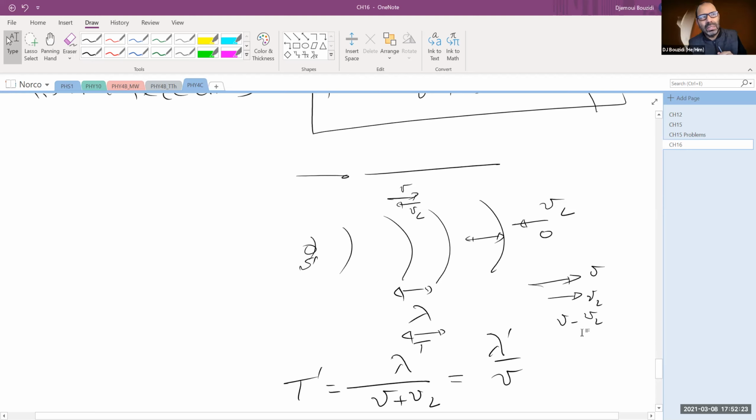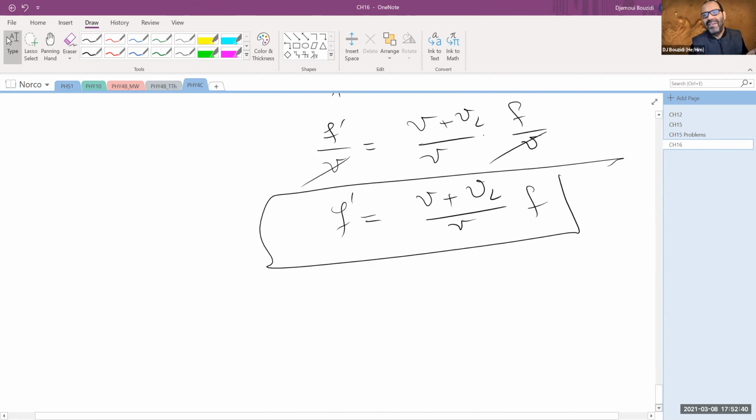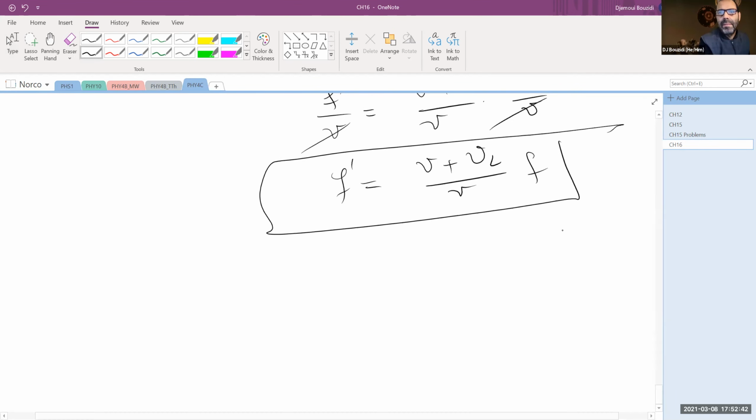And the only reason why we have a minus here where we were supposed to add is because we're subtracting algebraic values in this case, and we ended up with a plus. We're subtracting algebraic values in this case, and both of them are positive. So it's going to be minus in this case. So if it is receding, f prime is going to be less, actually, v minus vl over v times f.